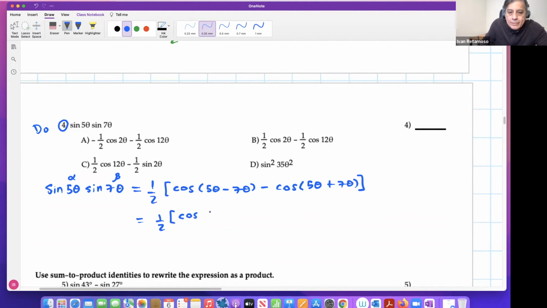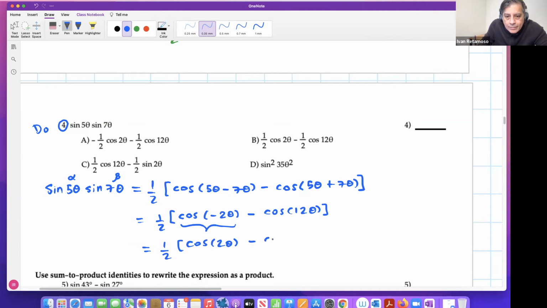cosine of 5 theta minus 7 theta is negative 2 theta, right? Negative 2 theta. Notice this is the dominant in value. Minus cosine of 5 theta plus 7 theta, 12 theta, right? 12 theta. Very good. Almost done. Now, remember, this negative sign can be taken away by following the property I showed you, right? Cosine doesn't care about the sign of the angle. So cosine of minus alpha equals cosine of alpha for all alpha, right? So applying that property, this becomes cosine of 2 theta minus cosine of 12 theta, okay?